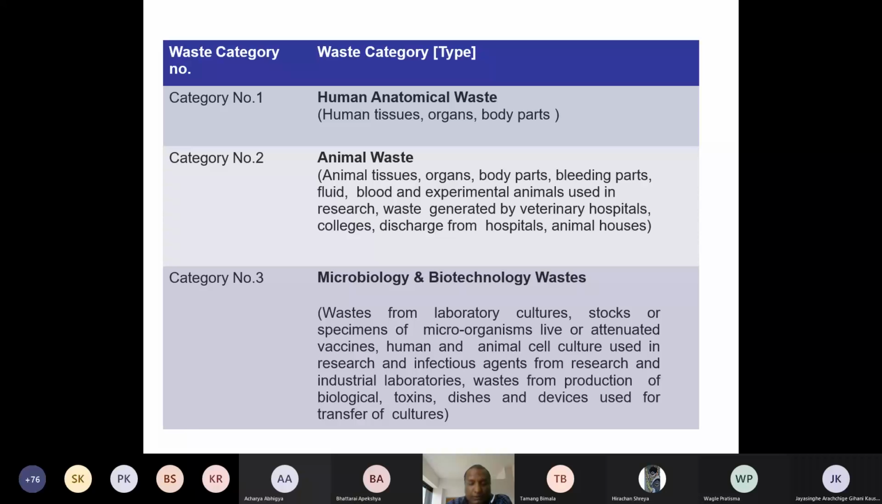Category number three: first of all, you have to remember that in category number one there is human anatomical waste, then in category two, animal waste, then in category three, there is microbiology and biotechnology waste. So please, anyone can read it. What does microbiology and biotechnology waste consist of?